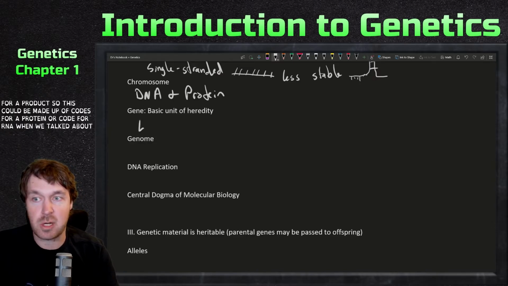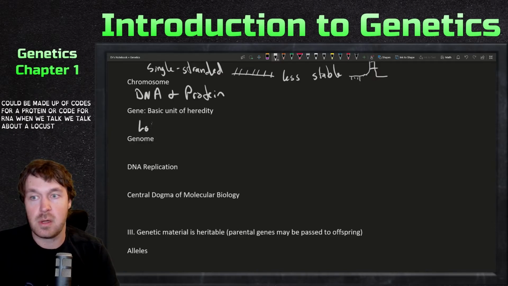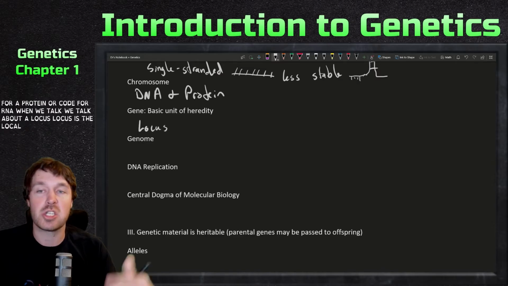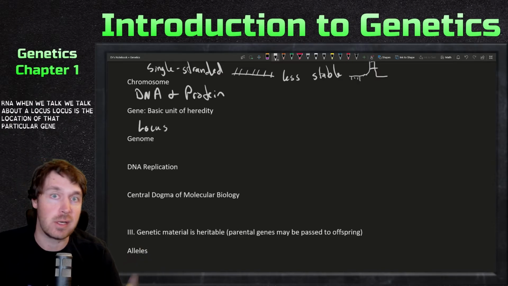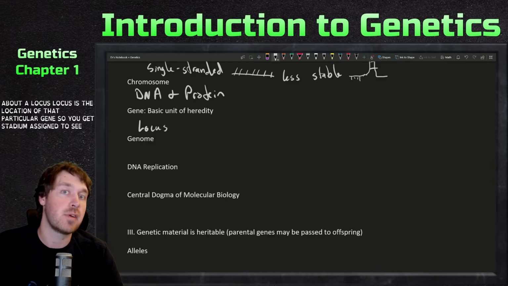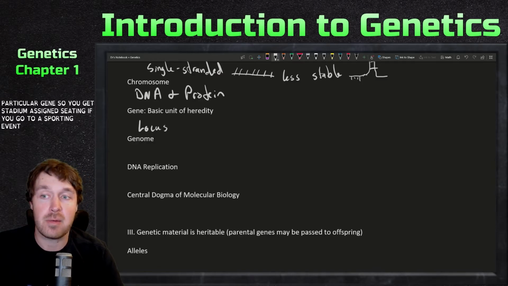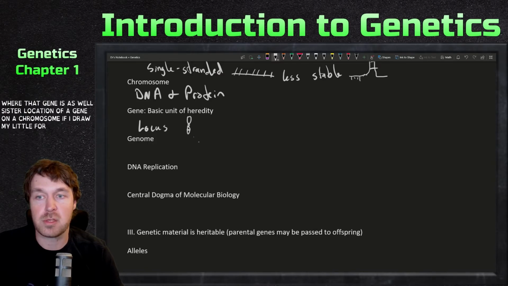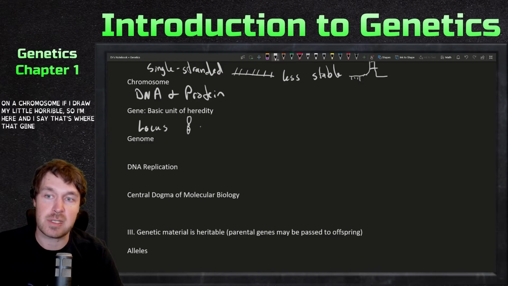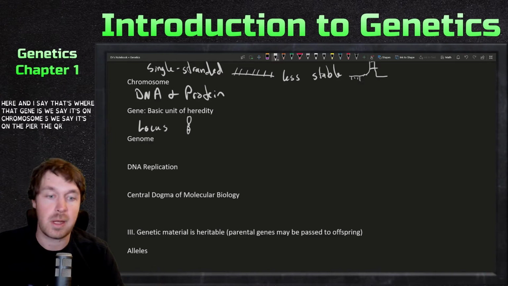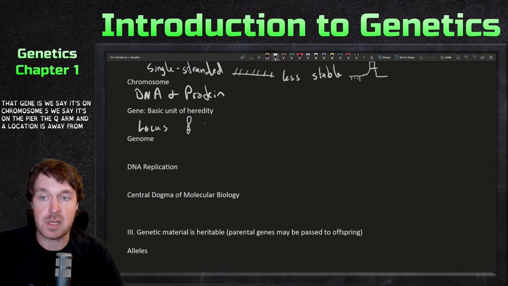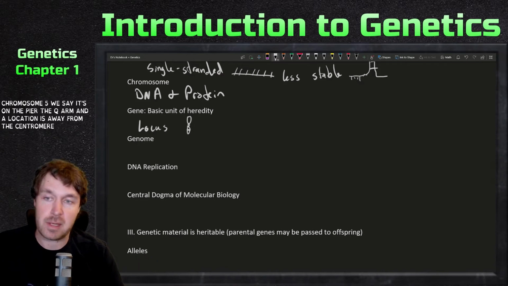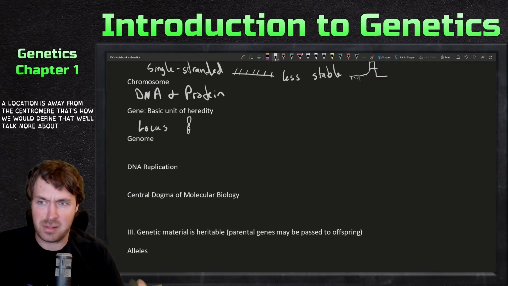When we talk about genes, we talk about a locus. A locus is the location of that particular gene. So you get stadium assigned seating if you go to a sporting event. That's how we define where that gene is as well. So it's the location of a gene on a chromosome. If I draw my little horrible chromosome here and I say that's where that gene is, we say it's on chromosome 5, we say it's on the P or the Q arm, and the location is away from the centromere. That's how we would define that. We'll talk more about the descriptors there later.